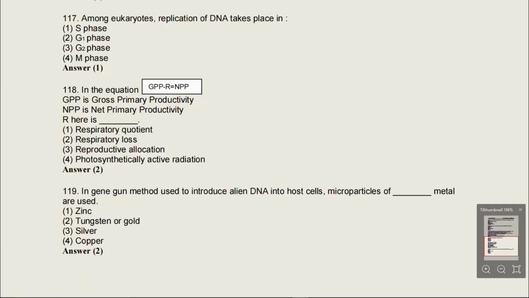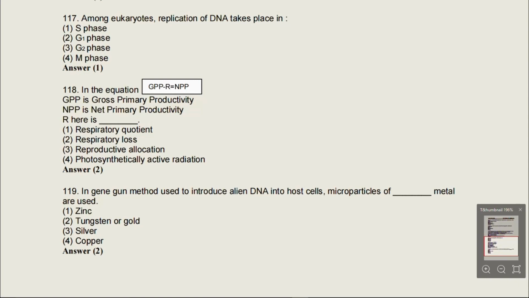So the next one: in the equation GPP minus R equals NPP, GPP is gross primary productivity and NPP is net primary productivity. R here is option 2, respiratory loss. The gross primary productivity of an ecosystem is the rate of production of organic matter during photosynthesis. And this question is taken from Unit 4 Plant Physiology, Chapter 12 Respiration in Plants.